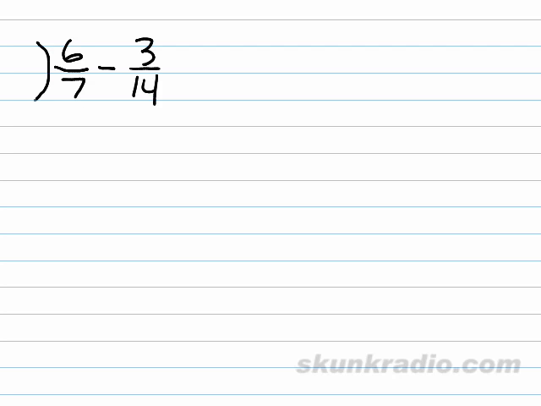Since 2 is the number I need to multiply the 7 by, I'm going to multiply this fraction, 6 over 7, by the fraction 2 over 2. If I do that, then 2 times 6 is 12, and 2 times 7 is 14. And then I can write the rest of my problem.